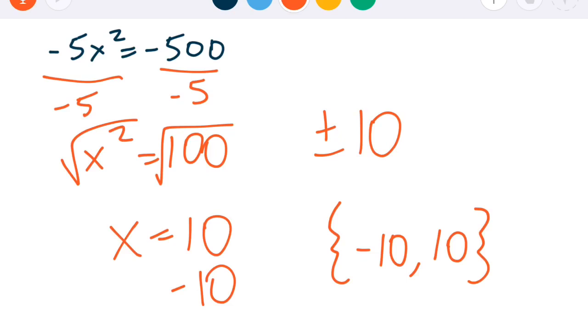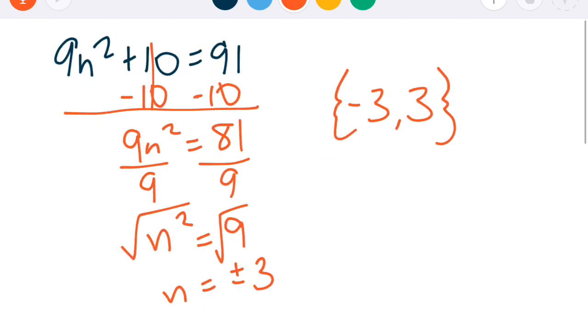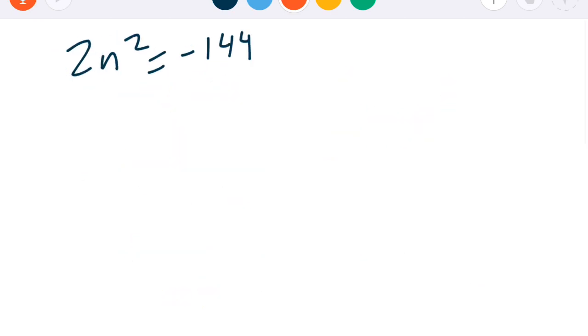Alright, I'm going to move on to the next one. These ones might be a little bit different. So I'm going to isolate the n squared. Negative 144 divided by 2 is negative 77.